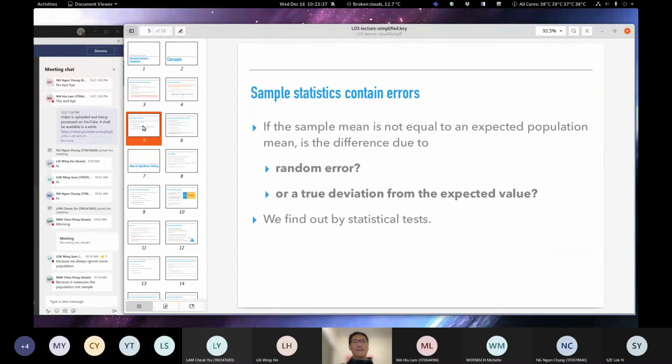Okay, but before that, this is the concept that I have told you. When there is some error, when the sample mean is not equal to the expected population mean, then that might be due to random error, or there might be a true deviation from the expected value. We don't know, okay? And we want to find out by the statistical test, all right?